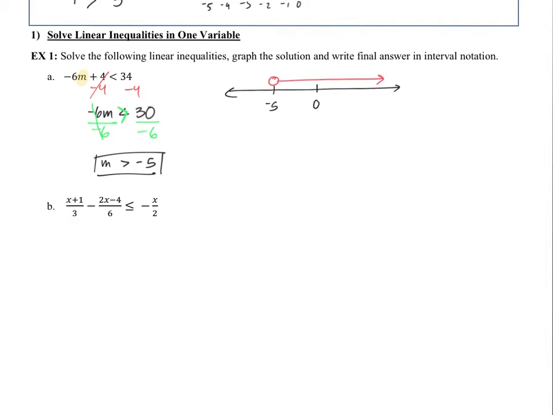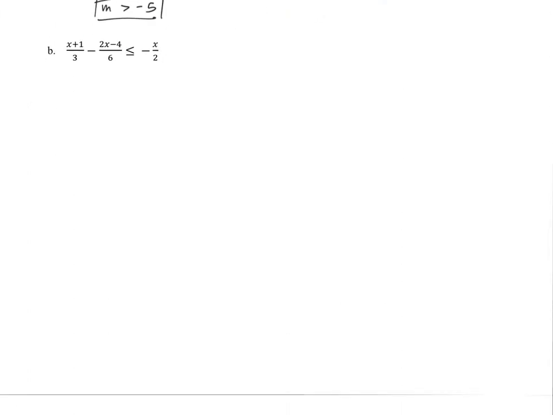And then the question, do I fill in the dot or not? I don't, because there's no line underneath. Okay, and there we go. Now let's take a look at the next inequality.